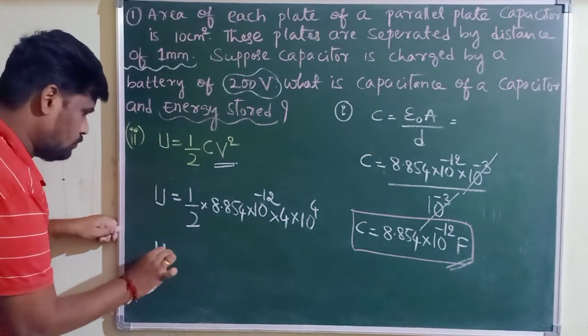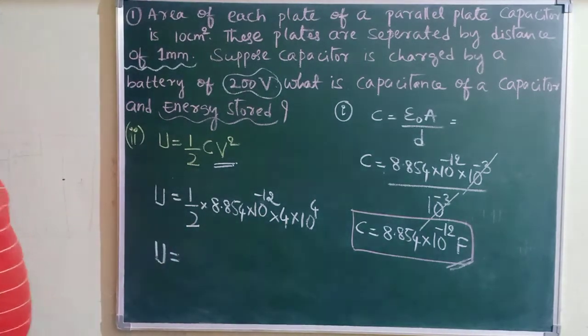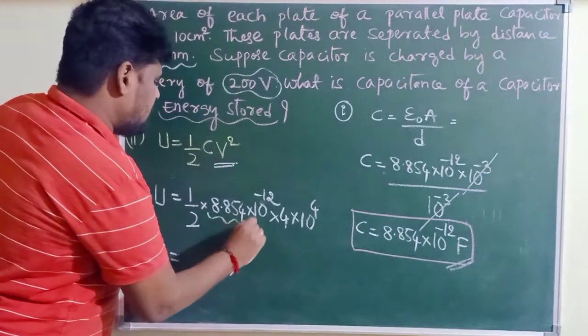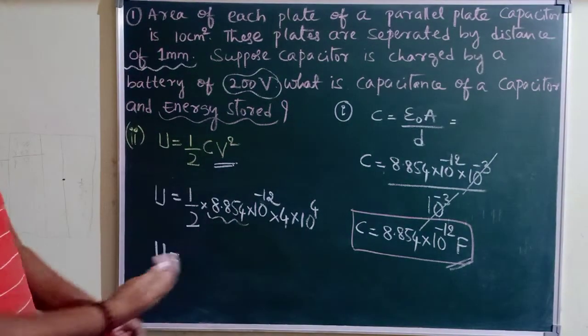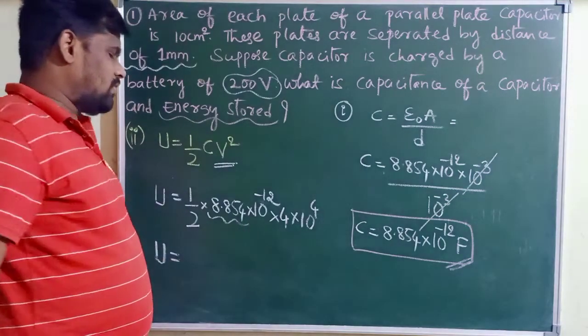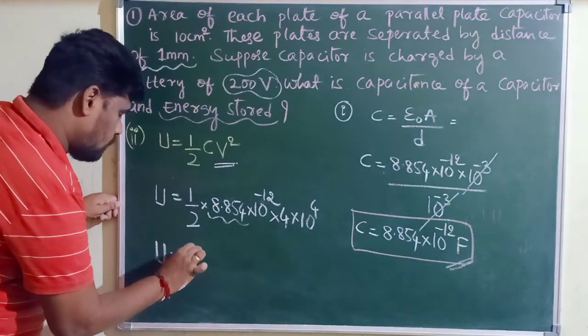U equals to what? 4 by 2 is 2, into 8.854. If you take 8.854, it is nearly 9. Of course it is not exactly 9, but approximately we can call it 9. The answer will be nearly what?